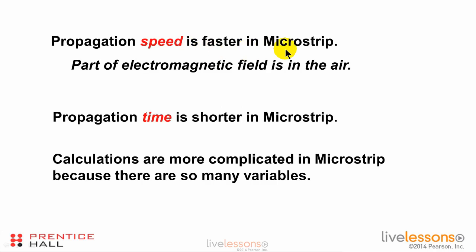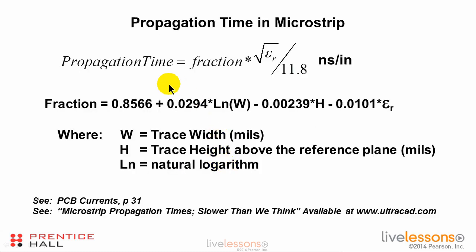Propagation speed is faster in microstrip because part of the electromagnetic field is in the air. Therefore, propagation time is shorter in microstrip. The calculations are a lot more complicated in microstrip because there are so many variables. Now, I did a little study that is reported in my book, PCB Currents, on page 31.